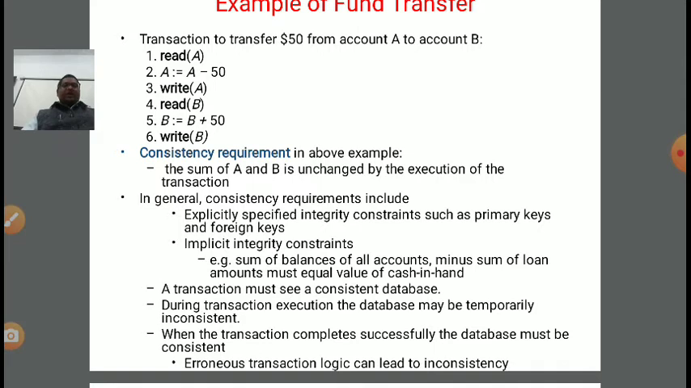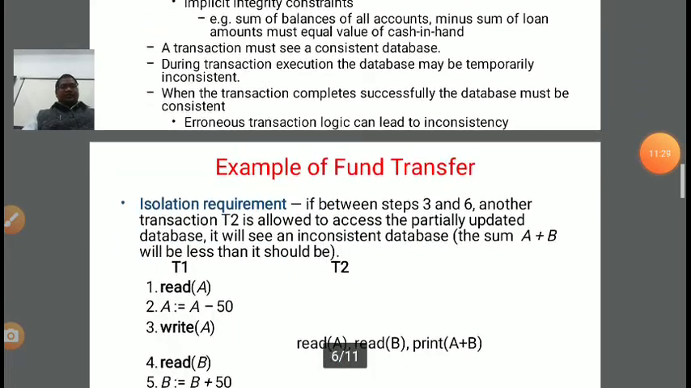In real life, a transaction must see a consistent database. During the transaction execution, the database may be temporarily inconsistent in between. But at the end and initially, the transaction should be in a consistent state. When the transaction completes successfully, the database must be in a consistent state. Now there are erroneous transaction logic which can lead to inconsistency.